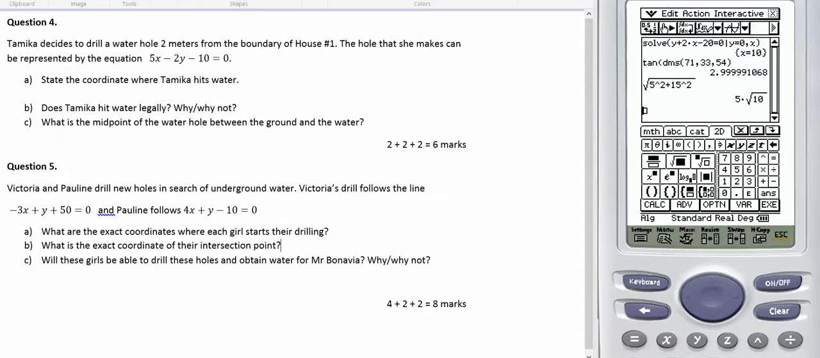This is for Year 11 Methods. It's a continuation of the 2014 Chapter 1 SAC. Question 4. Tamika drills a hole for water 2 meters from the boundary of house 1.